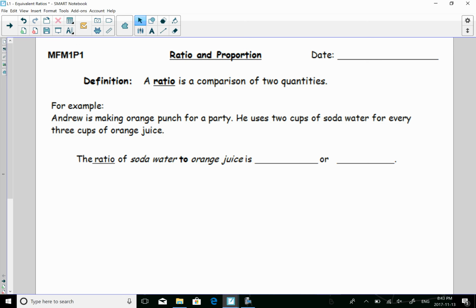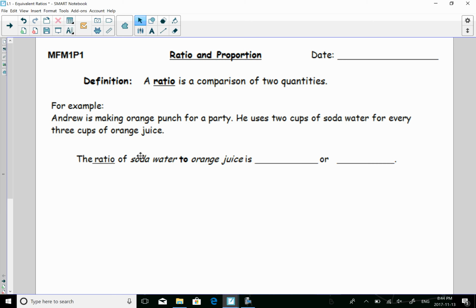We're going to be looking at ratios and proportions today. So, by definition, a ratio is a comparison of two quantities. For example, Andrew is making orange punch for a party. He uses 2 cups of soda water for every 3 cups of oranges. So every 3 cups of oranges he puts 2 cups of soda water.